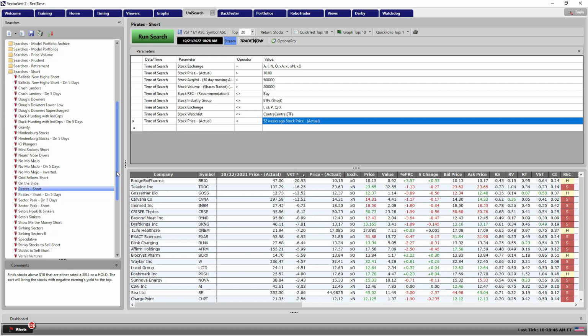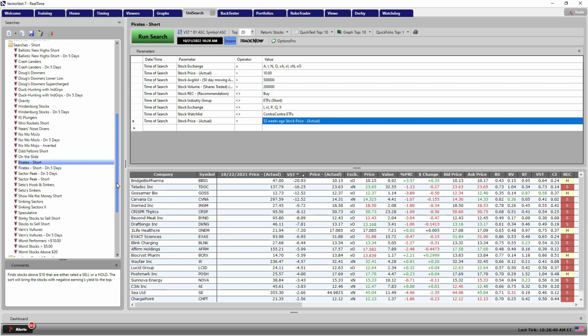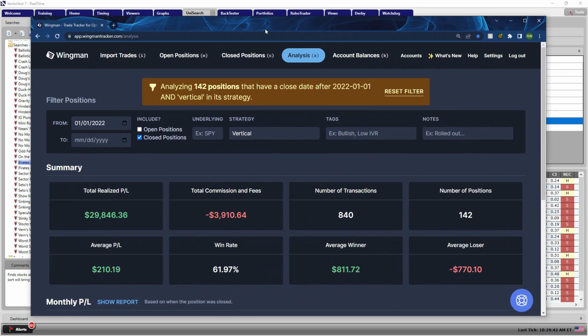Now, I'm not saying that any of these scans are not great, but these scans are really good and they've done very well for me. Vern's Vultures has done very well for me. Show Me the Money Short. These scans are very, very good for finding these bearish opportunities. So now that we have an idea of the type of stocks that we're looking for, let's take a look at some actual trades that we've done.